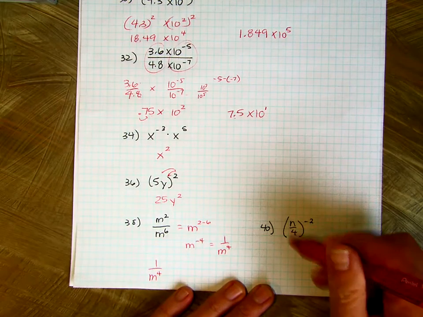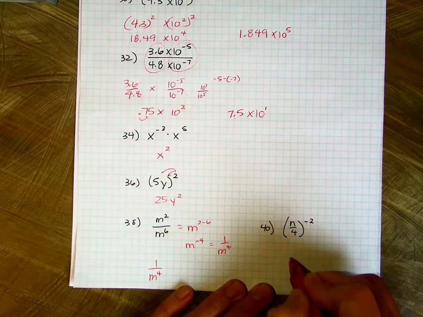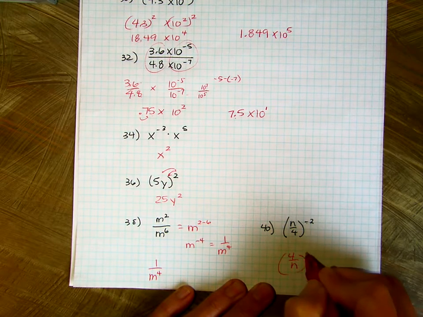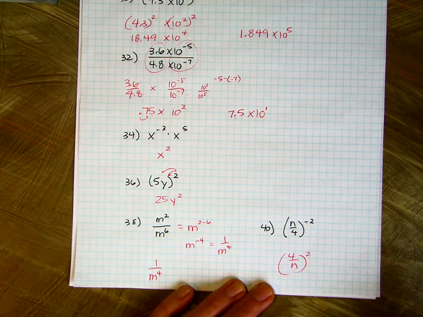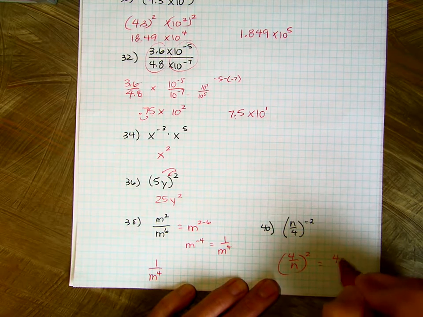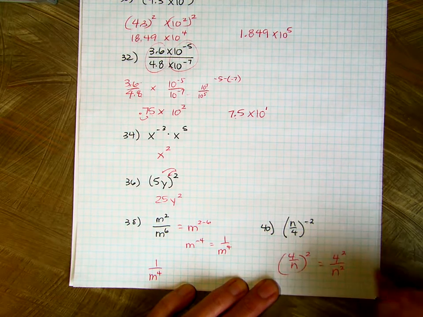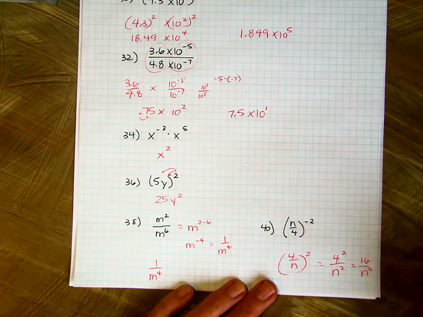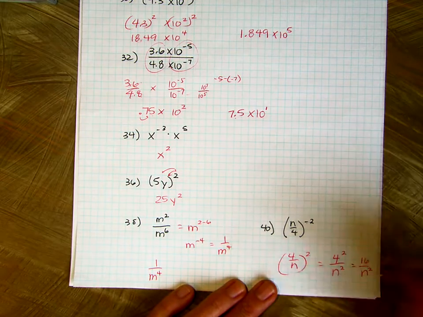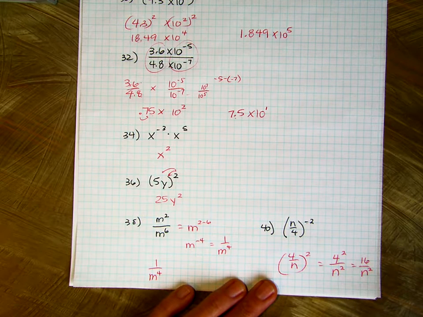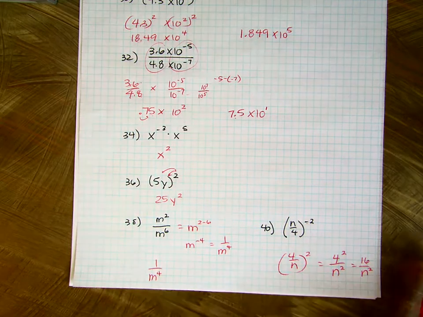Now what does this mean? Well, negative means to flip it. And then it's still squared. So this is 4 squared over n squared, which you could write as 16 over n squared. But when I have a fraction raised to a negative exponent, I automatically just flip it. That's really what a negative exponent means.